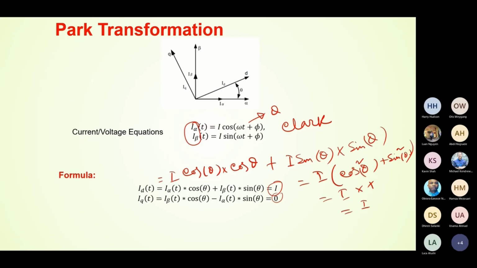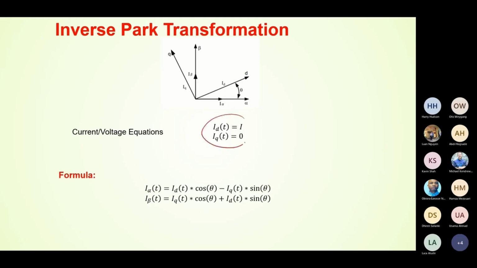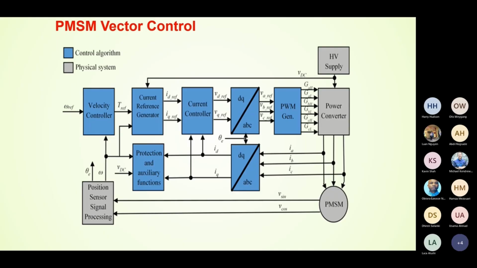So we get this. And here, what is I beta? I beta is I sine theta times cos theta, minus what is I alpha? I cos theta, and what is sine theta? It's here. Equal to 0. So that's how we get this. And similarly, if we have the D and Q, we just apply this inverse Park transformation formula and we get to alpha and beta. So this is the overall block diagram.